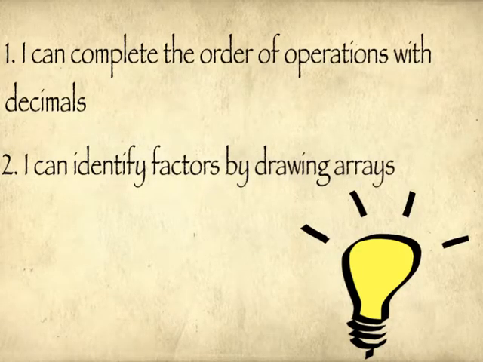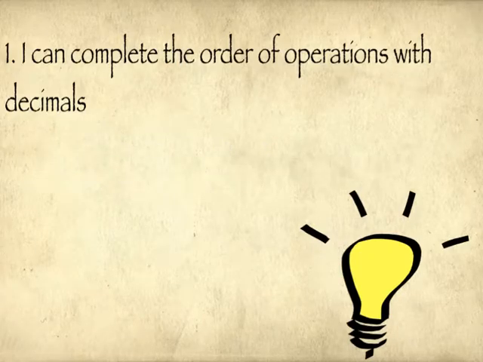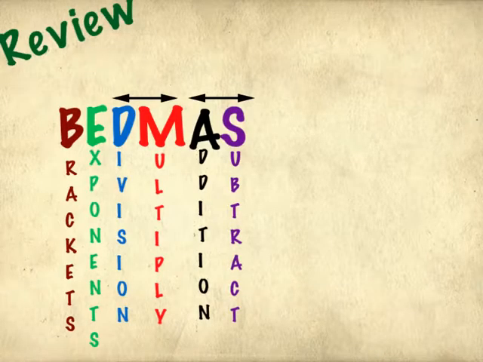So today we're going to complete the order of operations with decimals and we're going to identify factors by drawing arrays. Let's start by doing the order of operations with some decimals added in. So you're pretty familiar with the order of operations by now.